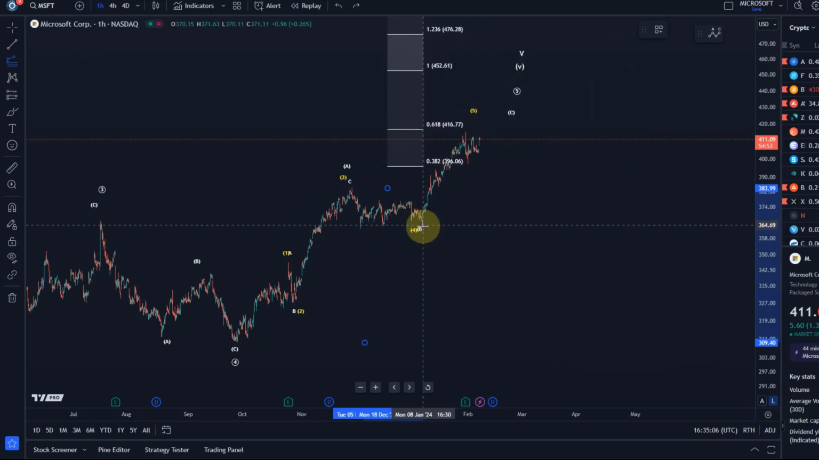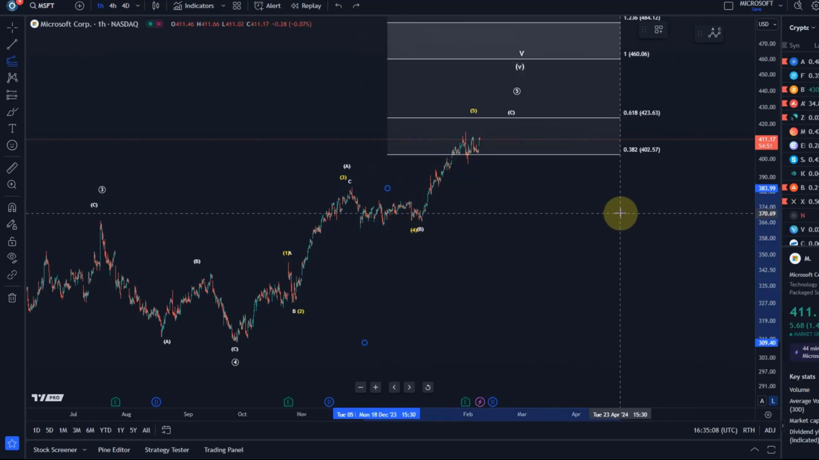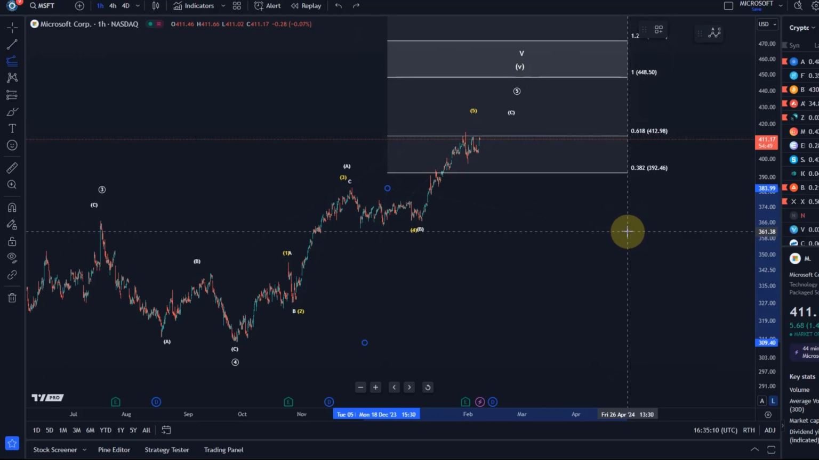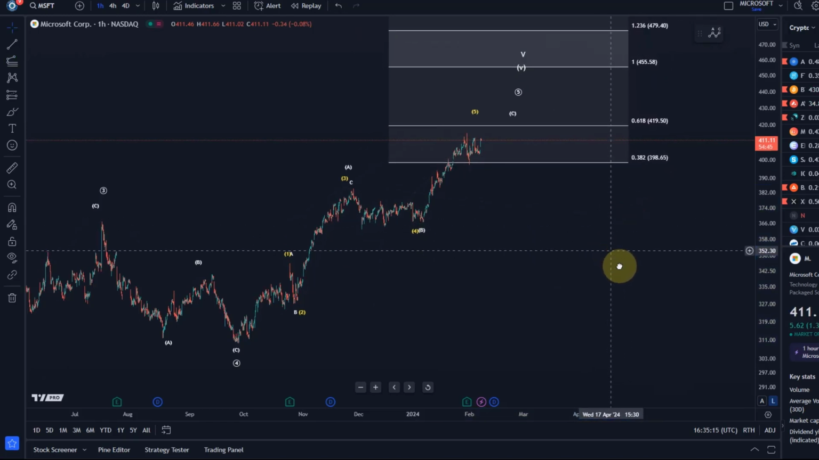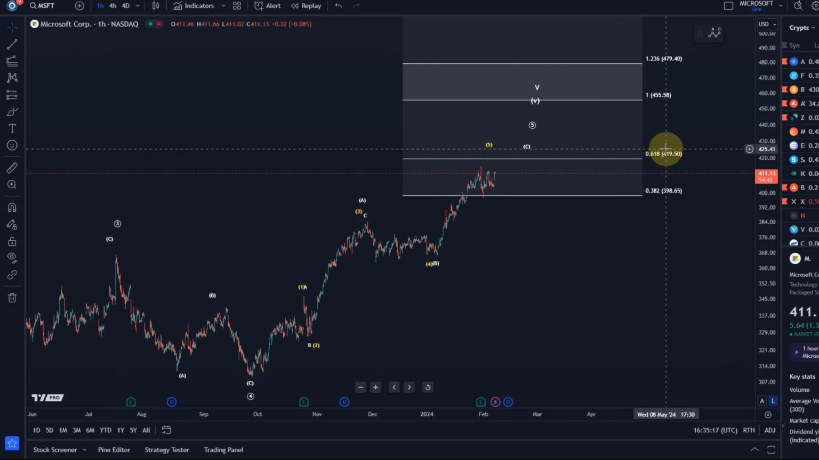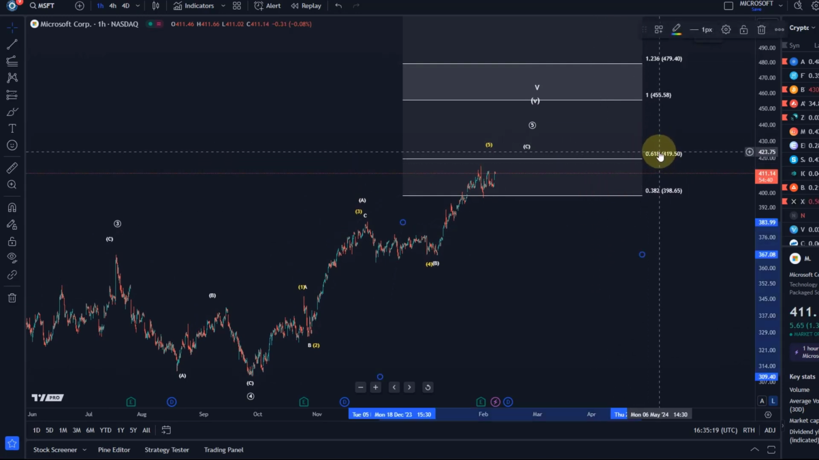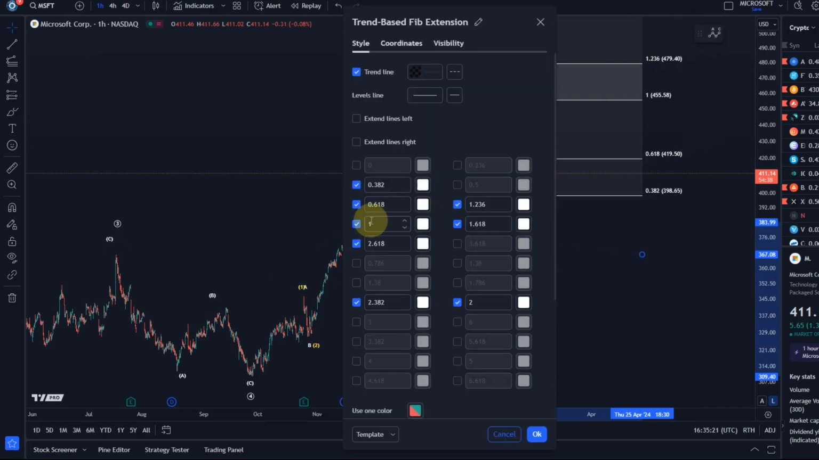I mean, we can debate, was the B wave here? Was it maybe here? It doesn't change a lot. We're talking about a few dollars here, so it doesn't really change much, but we would be looking at, I mean, next Fibonacci resistance will be at $419. I think that's one that I'd be watching.